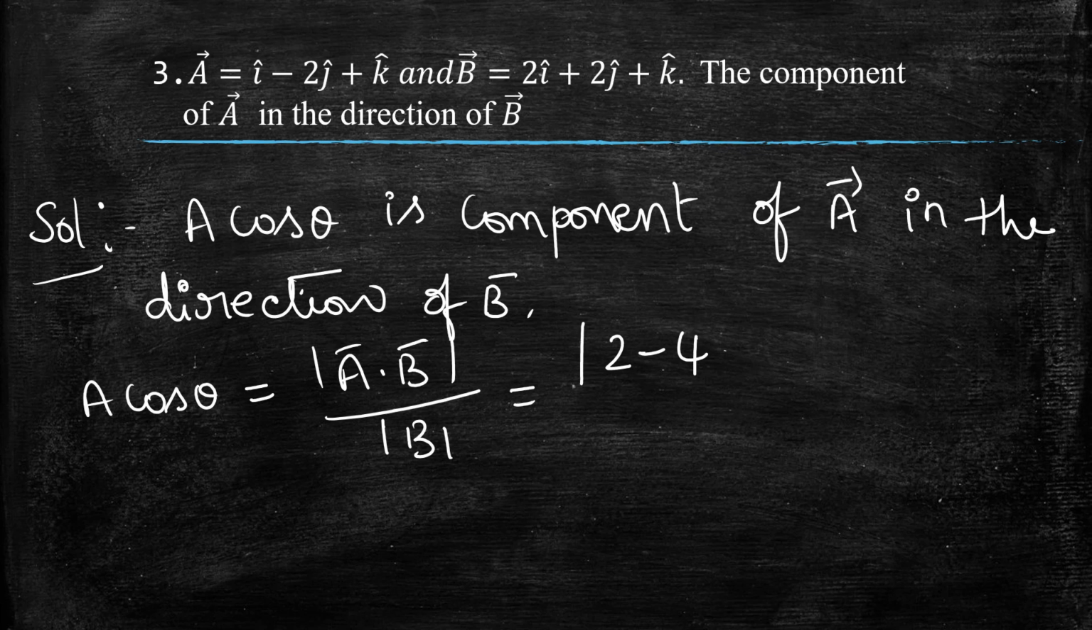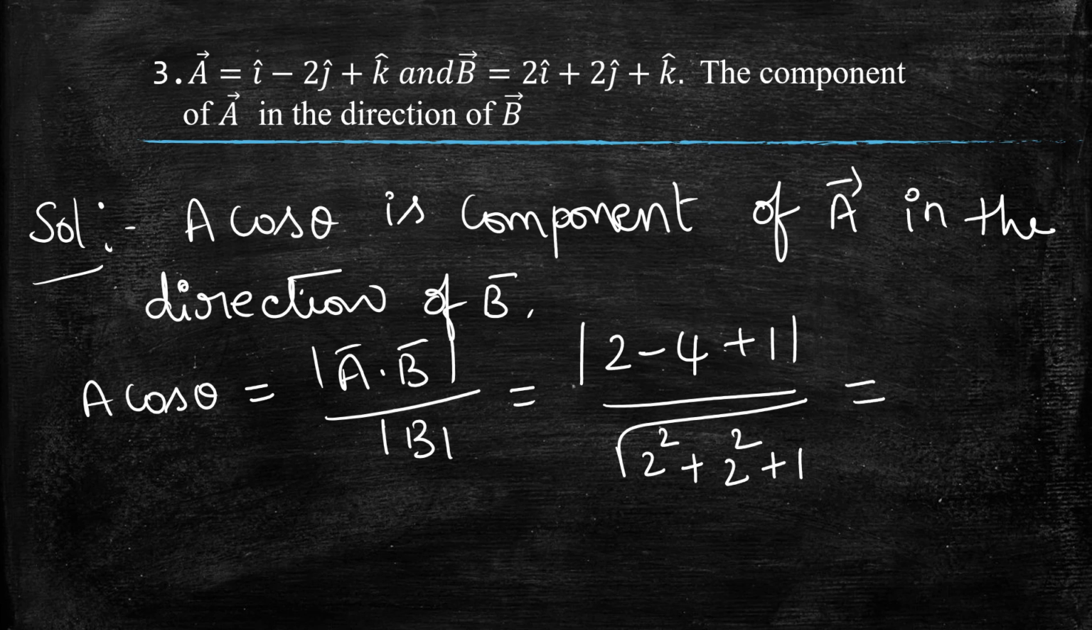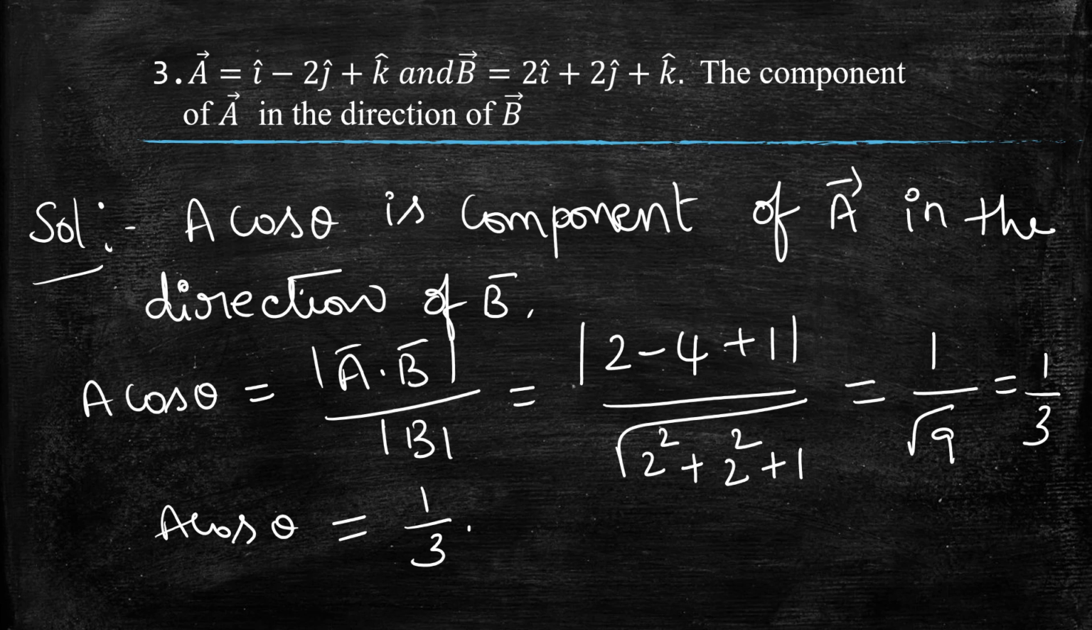So k dot k, that is 1. Plus 1, modulus by square root of the components of B: i component 2 square plus j component also 2 square plus k component 1. Here 2 plus 1 is 3, 3 minus 4 is minus 1. In the modulus we are getting 4 plus 4 plus 1, total root 9, that is equal to 1 by 3. So A cos theta, the component of A bar in the direction of B bar, is equal to 1 by 3. This is the answer.